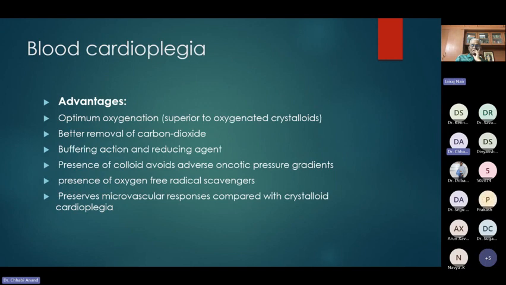Blood cardioplegia advantages: optimum oxygenation, superior to oxygenated crystalloids, better removal of carbon dioxide, buffering action and reducing agent, presence of colloid, which avoids an adverse oncotic pressure gradient, presence of oxygen free radical scavengers, and better microvascular response compared with crystalloid cardioplegia.